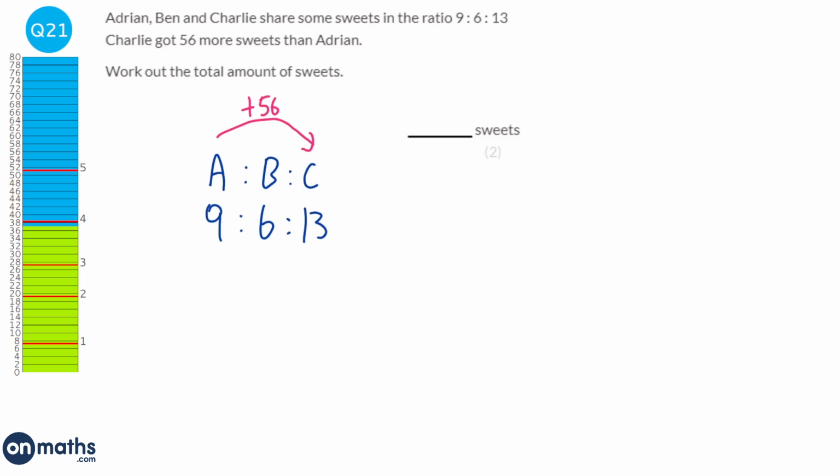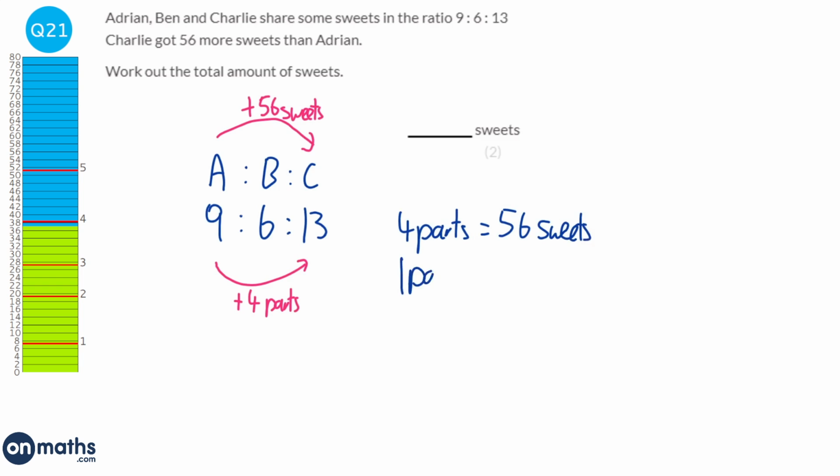So there's 56 more sweets. Well, looking at the actual parts of the ratio, there are 4 more parts. So plus 4 parts, which represent plus 56 sweets. So 4 parts are worth 56 sweets. So 1 part would be 56 divided by 4, which is 14 sweets.